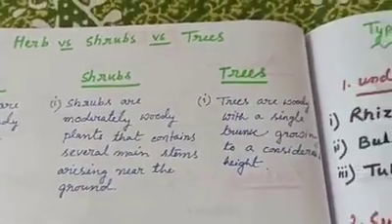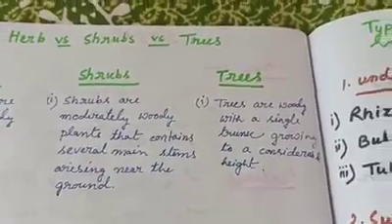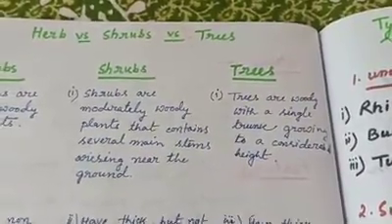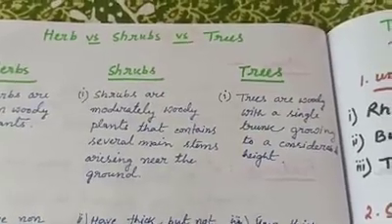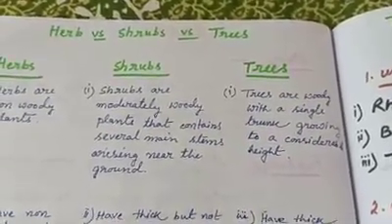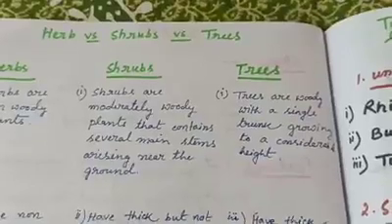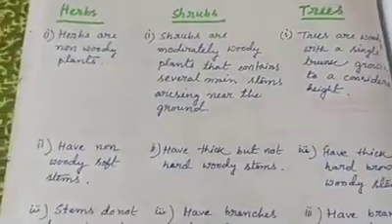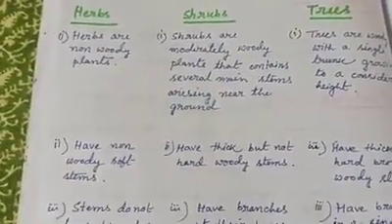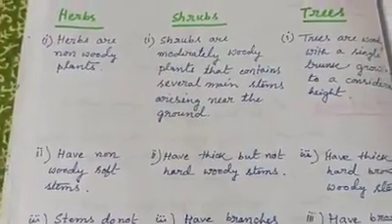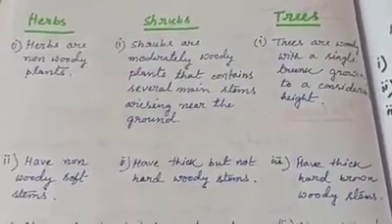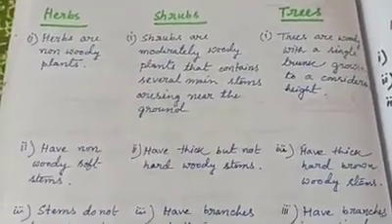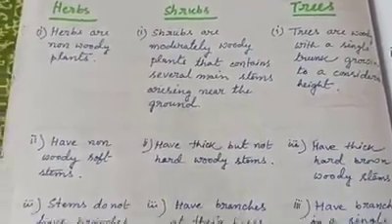And the plants which have a woody brown stem, which is frequently referred to as a trunk, growing to a considerable height, are called trees. So herbs have non-woody soft stems, shrubs have thick but not hard woody stems, and trees have thick hard brown woody stems.